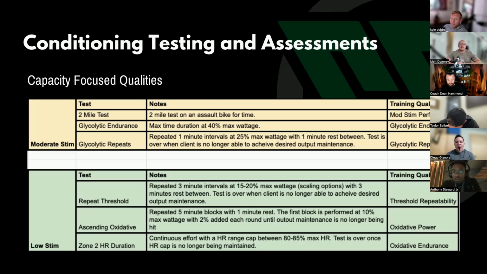Glycolytic endurance, I take the max wattage they have. Say it's somebody super, super duper strong like Matt, and it's 2000 watts. This is actually higher than that, but we'll call it 2000 for easy math. And I'm going to have them run as long as they can at 40%. So Matt would be doing 800 watts for as long as possible, just maintaining above 800 watts. My best was 76 seconds and it was horrible.